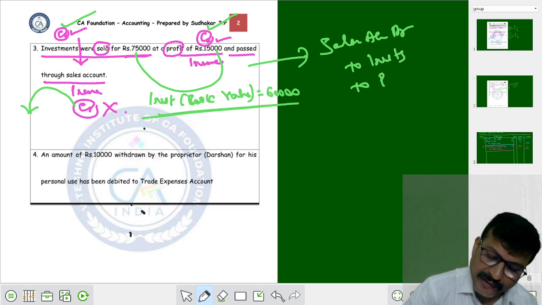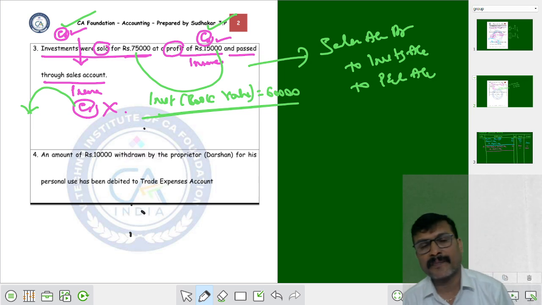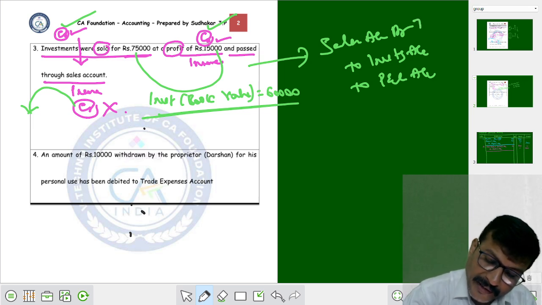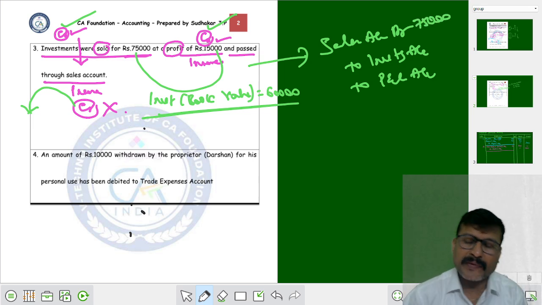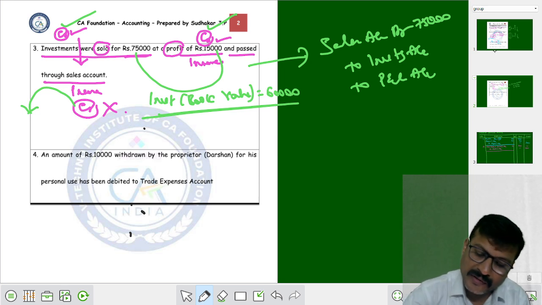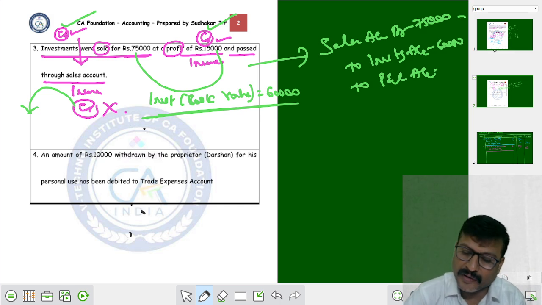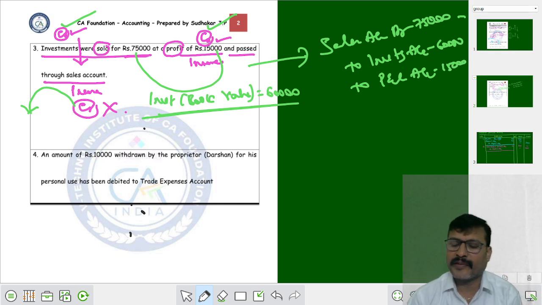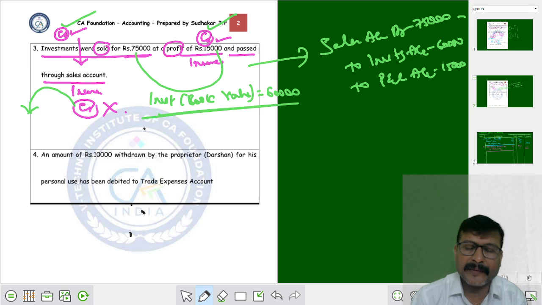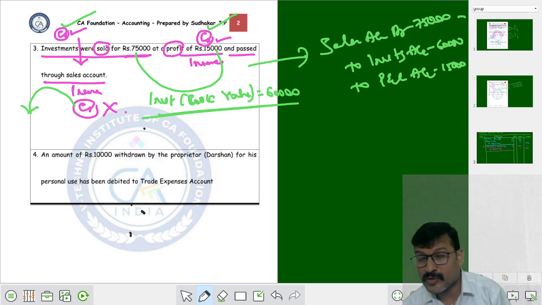There is a profit. Profit is to be recorded in which account? Profit and loss account. Tell me how much amount we have to write. For sales we have to take 75,000. Investment we have to take 60,000, because we have to take the book value. There is a profit of 15,000. So this is what the journal entry for this will be. Did you get it, my dear students?